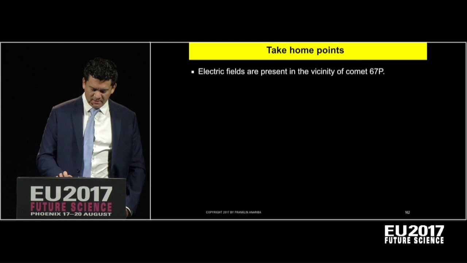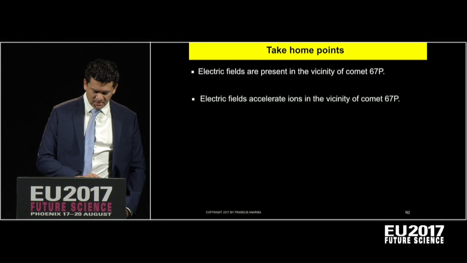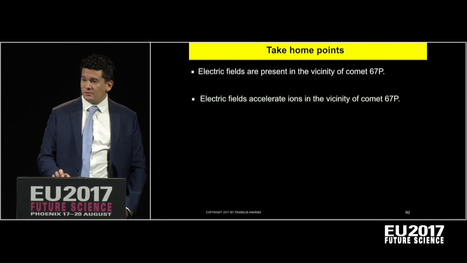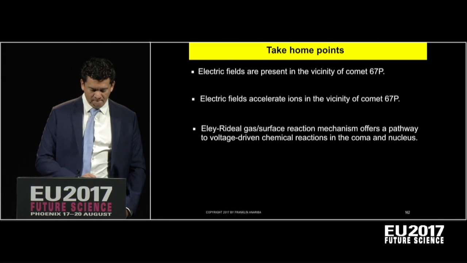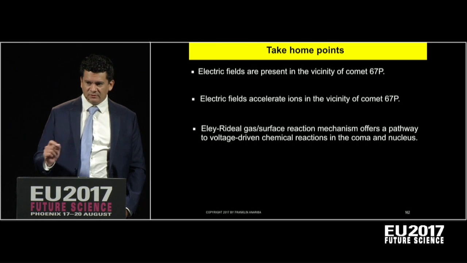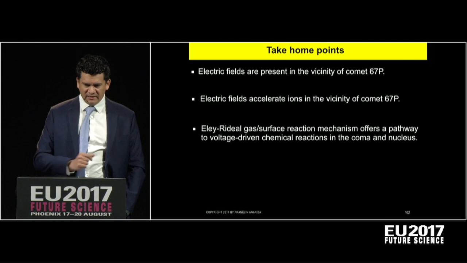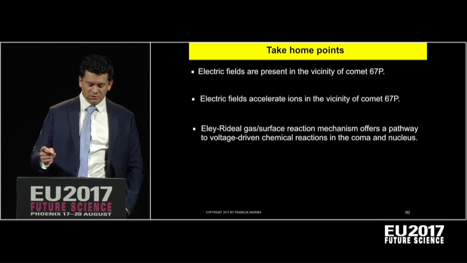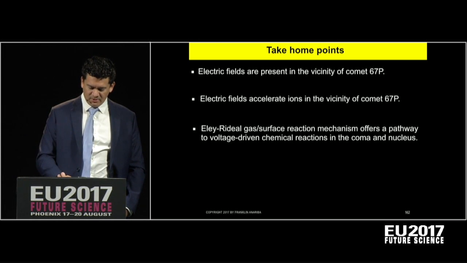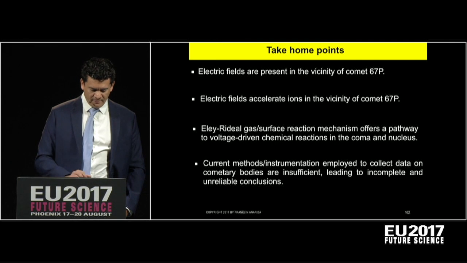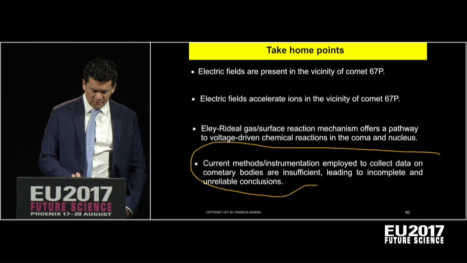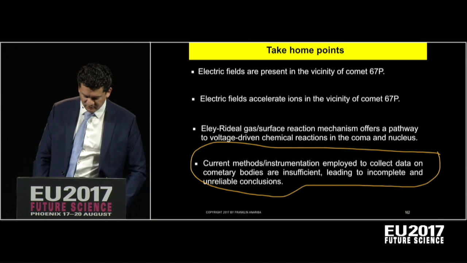So to finish up, take home points here. Electric fields are present in the vicinity of Comet 67P. These are used to provide kinetic energy for ions and electrons. And I gave you an example of gas surface reaction. In the previous talk, I talked about plasma reactions, coronal discharge, which again can occur because you have electric fields. And I'm just going to end out here saying that current methodology and instrumentation is lacking, it's insufficient. We don't have enough.